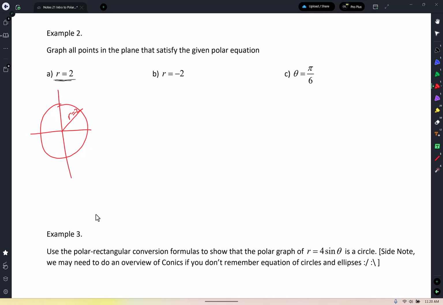Oh, look at this one. I did that on purpose, negative 2. What about if it's negative 2? Did that change anything? No. The only thing that changes is how they draw the circle in the calculator, but it's still 2. The radius is still 2.